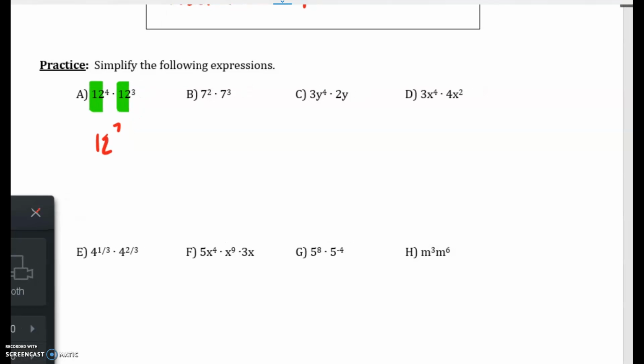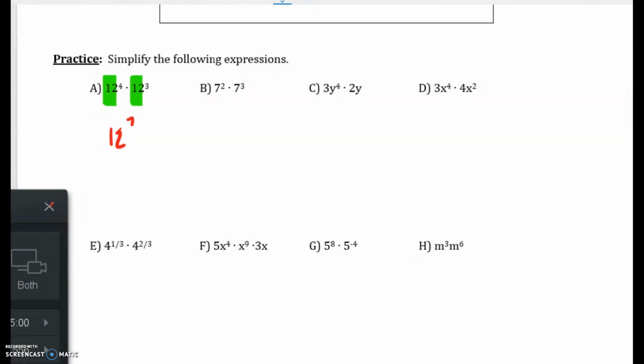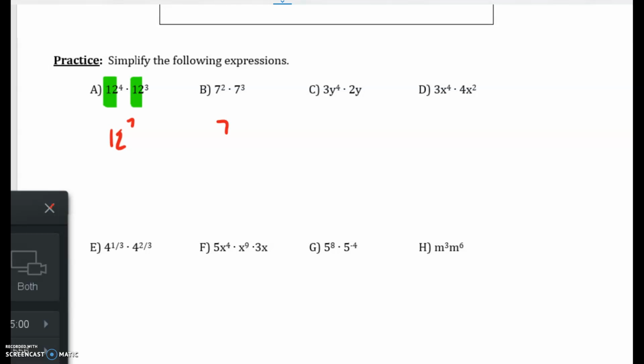All right, so you pause the video and try letter B, and then resume once you've answered it. Okay, 7 squared times 7 to the 3rd, same base, we can add the exponents, 7 to the 5th. All right, let's look at letter C together.